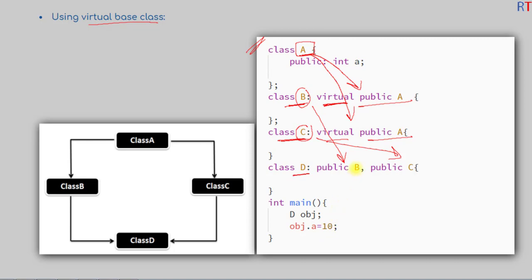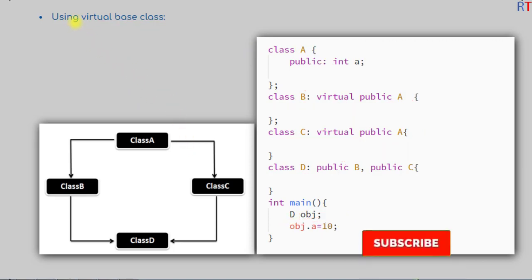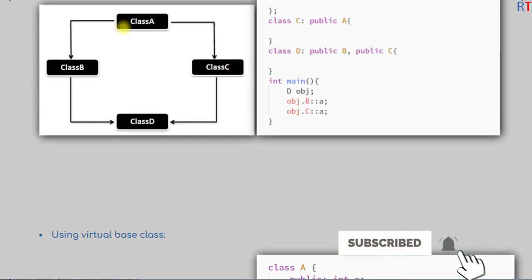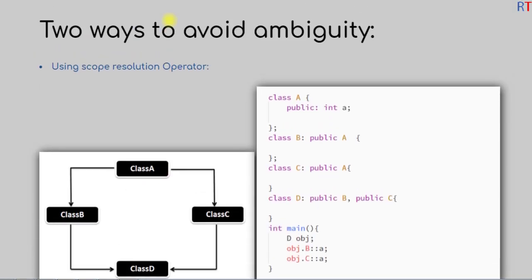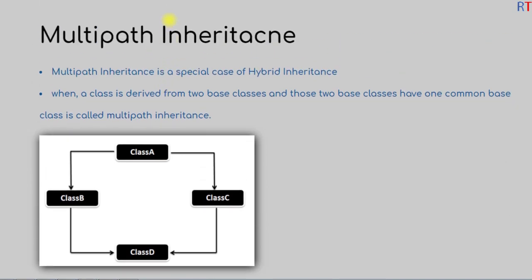Because we are using the virtual base class, only one copy of class A will be available in class D. So because of that we can use the object of class D and directly access the member of class A. So this is the way we can use the virtual base class, or we can use the scope resolution operator, and avoid the ambiguity that occurs in multipath inheritance.